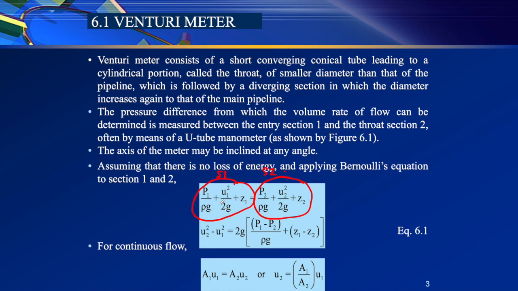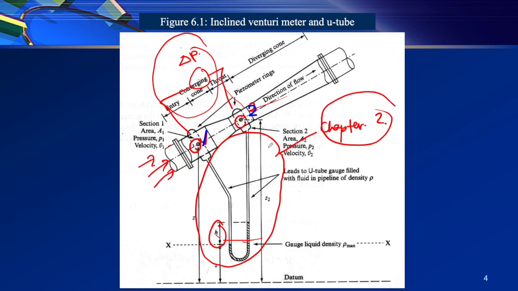Now we take a look at the second terms, the kinetic energy, U1 squared over 2g and U2 squared over 2g. As I mentioned in the previous video, if the diameter at section 1 and the diameter at section 2 are the same, the velocity can be cancelled out, because U2 and U1 will have the same velocity. So they will cancel out each other.